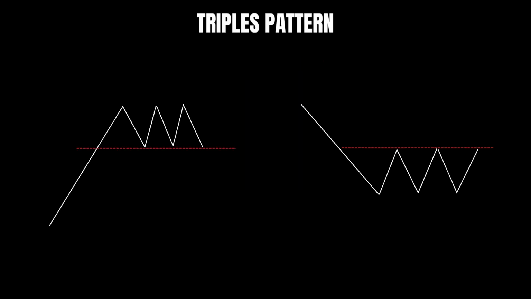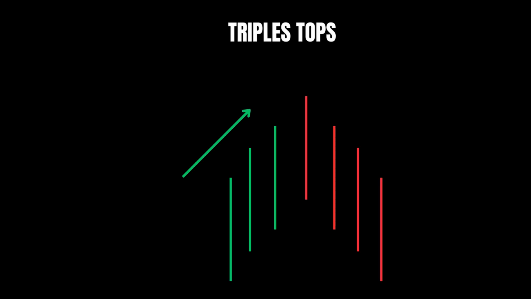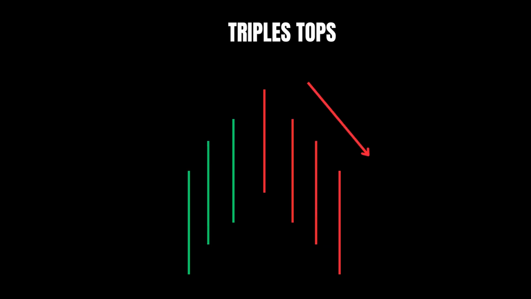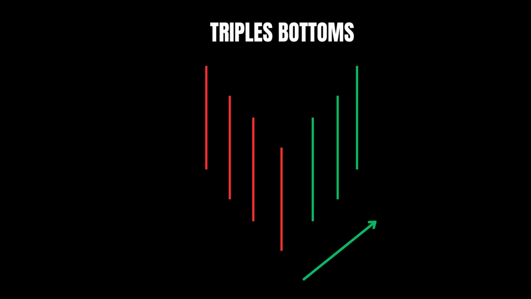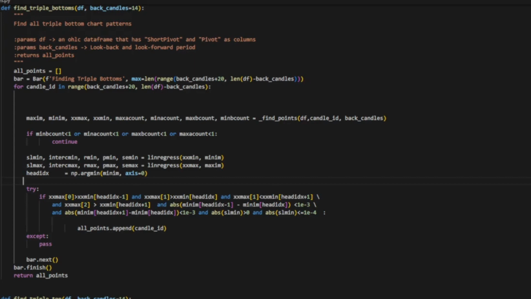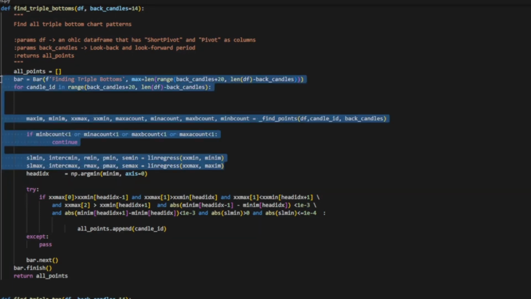The triple patterns have two parts, triple tops and triple bottoms. The triple tops predict that the trend will change from bullish to bearish. The triple bottoms predict that the trend will change from bearish to bullish. We have two separate functions, one for finding triple bottoms and the other which finds triple tops. Let's look at the triple bottom function. The triple tops function is similar.